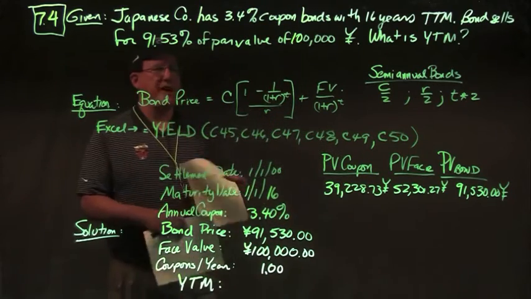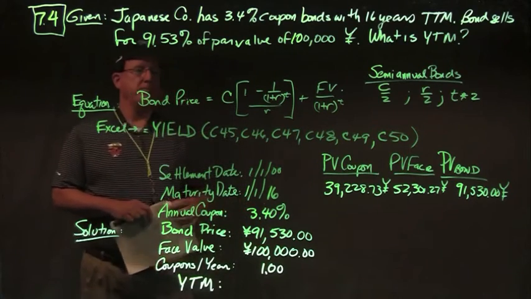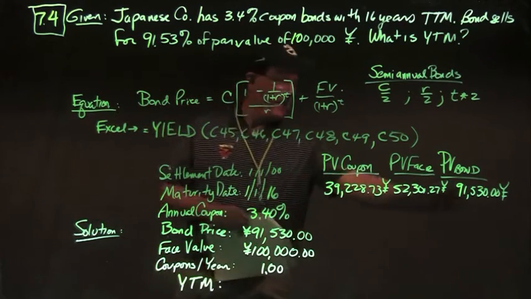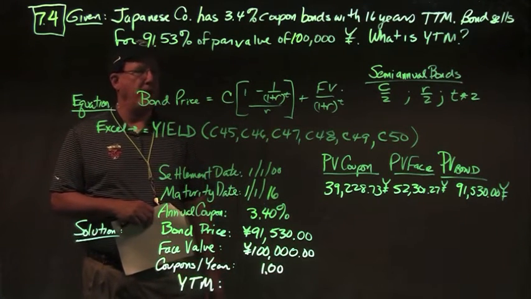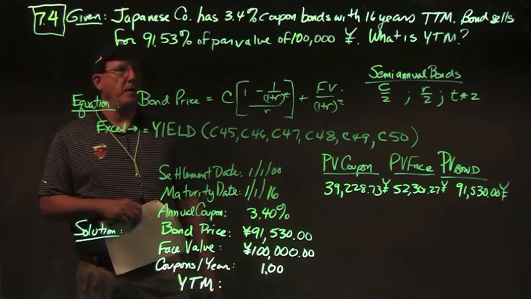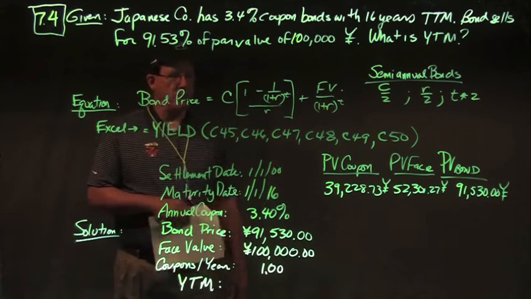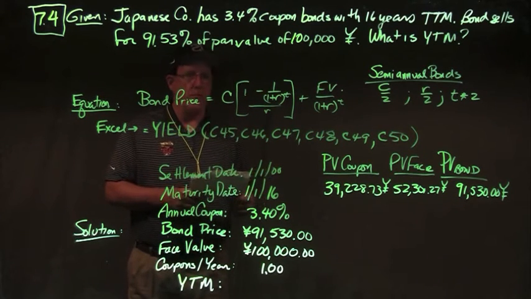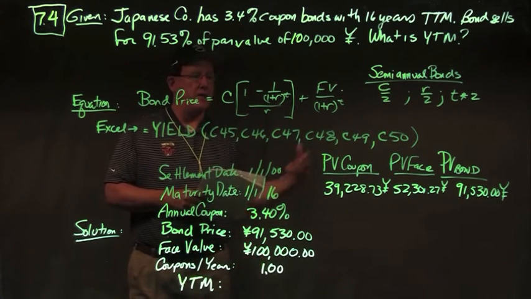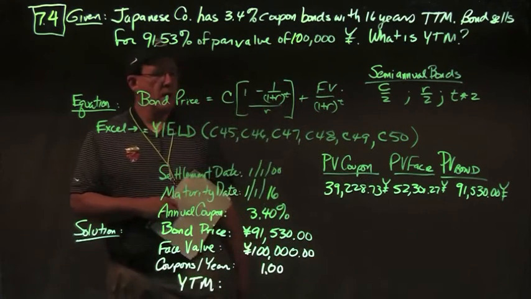Now, where do we start guessing? Can we start guessing these values intelligently is the question. What kind of a bond do I have? I end up here with a discount bond because it's selling for less than 100,000 yen. That means that all other bonds in the market must be paying more than my bond, which is paying 3.4%. So I'm going to start at higher rates, 3.5, 3.6, 3.7, 3.8, and so on. And I'm going to stop when I hit 91,530.